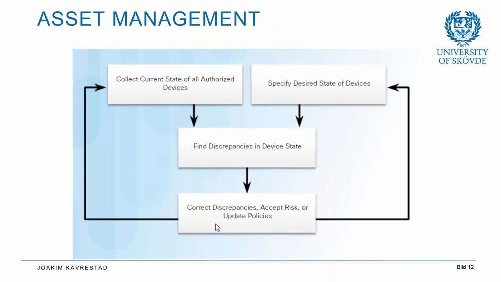I also have a slide on asset management. And asset management involves the implementation of systems that track the location and configuration of network devices and software across an enterprise. So we basically try to have a system in place that tracks our assets automatically. What we essentially want to do here is make sure that we collect the current state of all authorized devices, so we know how they're configured, their patch profile, if they're up to date, and so on. And then we also specify the desired state of those devices.